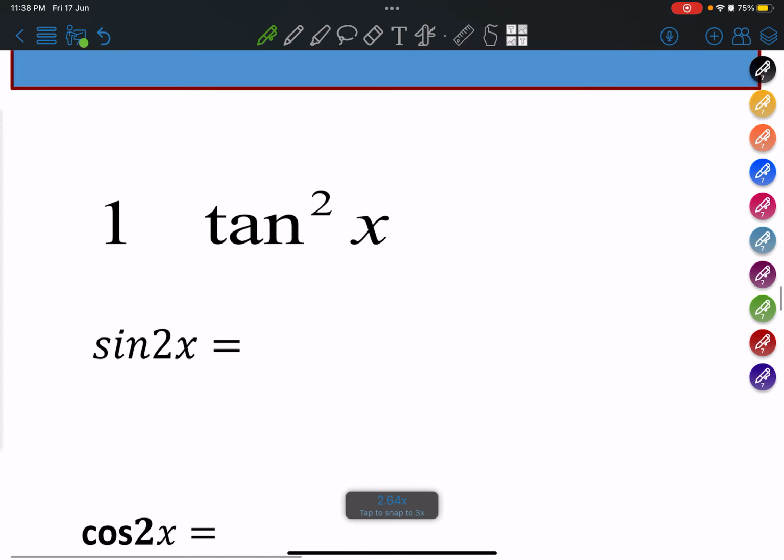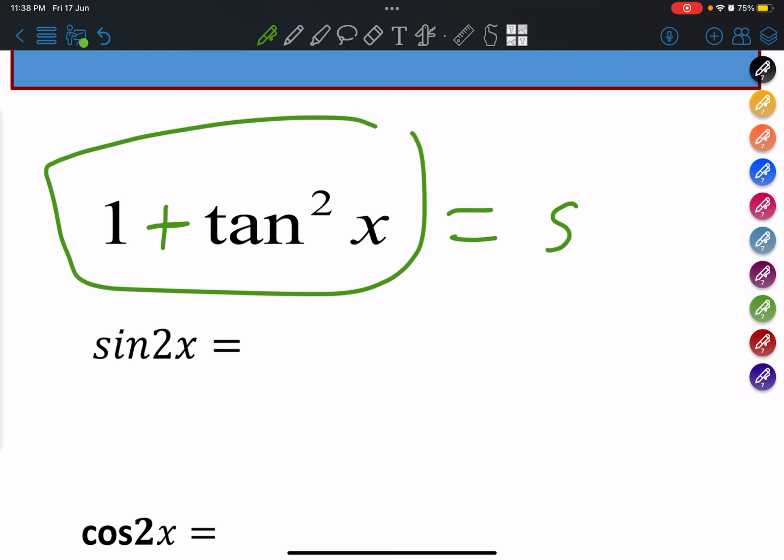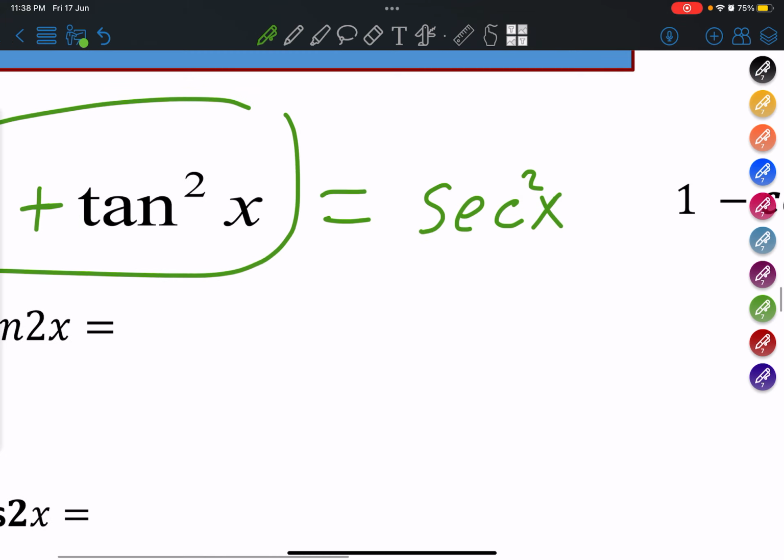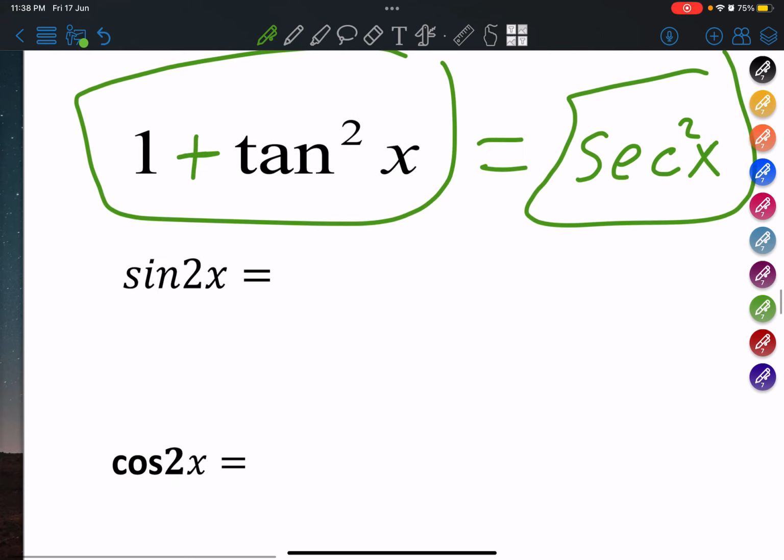So here, for example, 1 plus, there's a mistake. There should be a plus sign here. So what is 1 plus tan square x? This should equal sec square x right away. How do I know this? Well, you must be familiar with the trig functions.